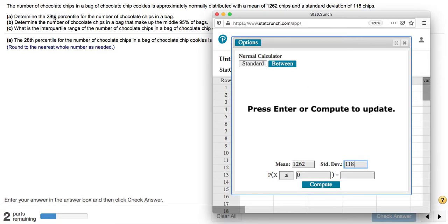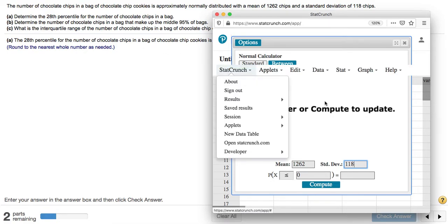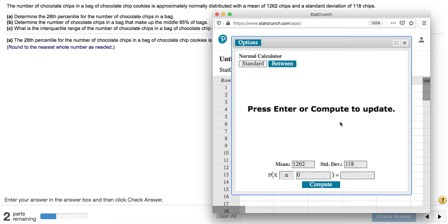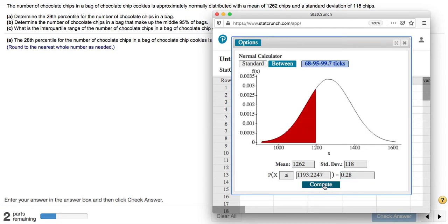The 28th percentile is the same thing as saying, when do you accumulate 28% of the data? So what we're going to do is set this to less than. We're not going to enter in a z-score. Instead, we're going to enter in 28% or 0.28 as a probability here. If you click compute, it tells you how far you have to go until you've accumulated 28% of the data. That is precisely the definition of the 28th percentile.